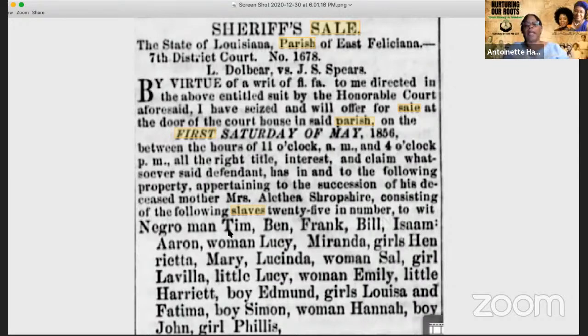It consists of a man named Tim, Ben, Frank, Bill, Ism, Aaron; woman Lucy, Miranda, Henrietta, Mary, Lucinda; woman Sal; girl Lavila, little Lucy, Emily, little Harriet. So that tells us that there were children. Boy Edmund, girl Louisa, and Fatima.